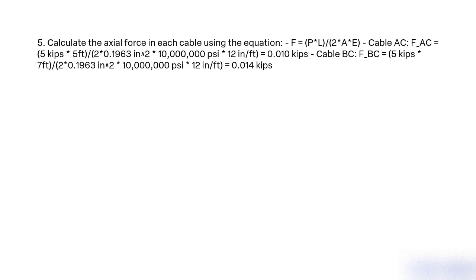5. Calculate the axial force in each cable using the equation F equals P times L over A times E. Cable AC: F_AC equals 5 kips times 5 ft over 2 times 0.1963 and 2 times 10 million psi times 12 in per ft, equal to 0.10 kips. Cable BC: F_BC equals 5 kips times 7 over 2 times 0.1963 and 2 times 10 million psi times 12 in per ft, equal to 0.14 kips.